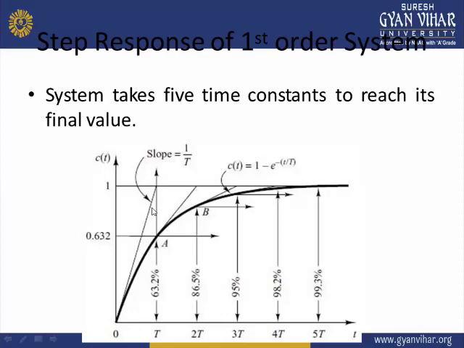Now C(t) is given as 1 minus e to the power minus t upon T. This is the response. I hope you have understood this concept.